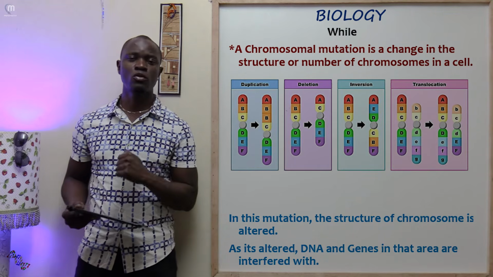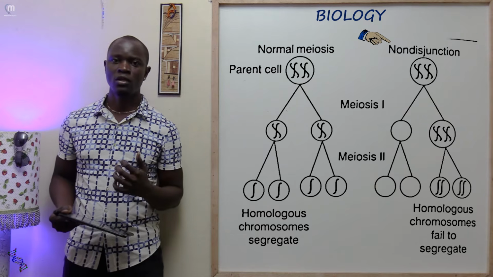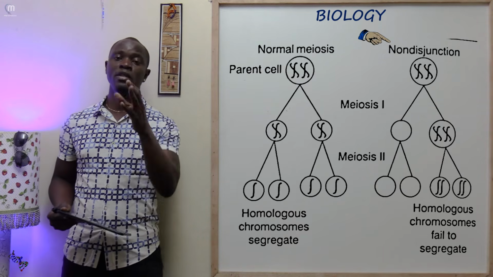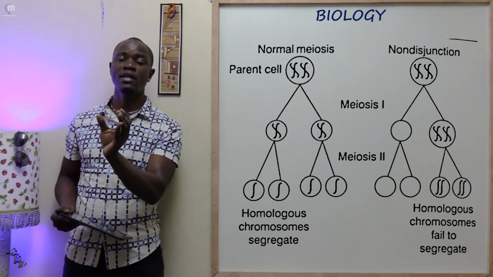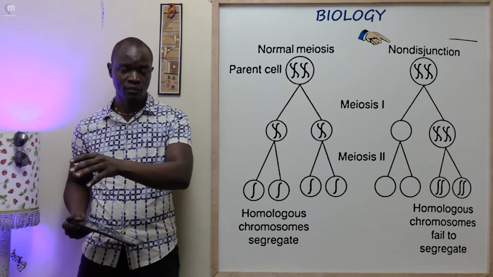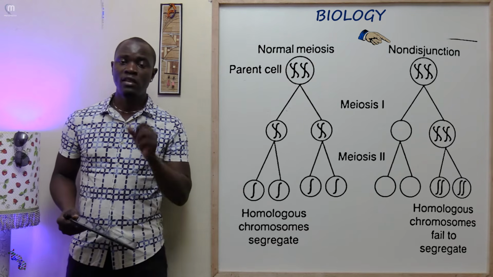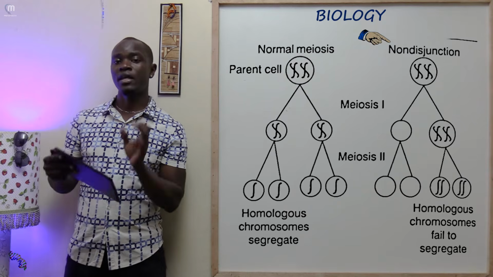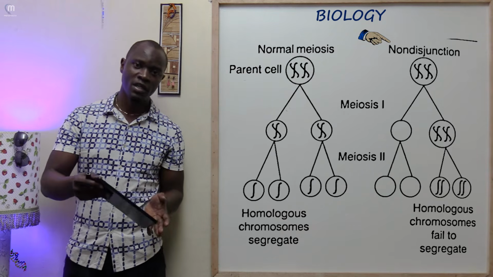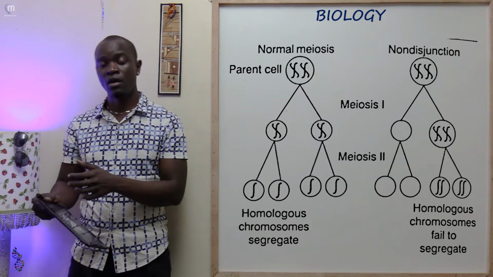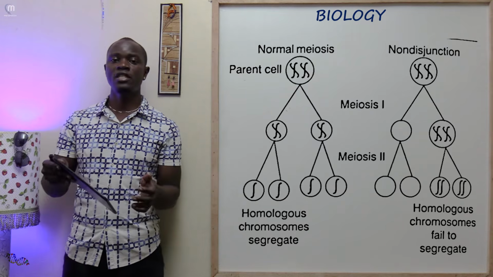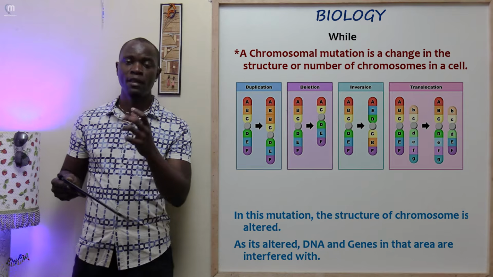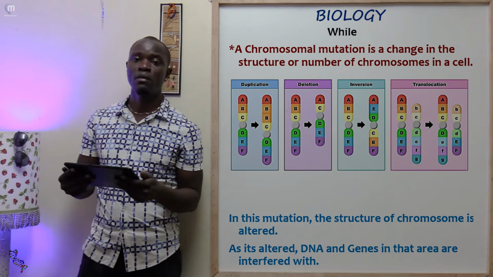A good example of chromosomal mutation is non-disjunction. In non-disjunction, the normal number of chromosomes in a cell should be 46. So now, in this non-disjunction, it's a chromosomal mutation. Some cells may have 45, some cells may have 47, etc. So you see, if we change the structure or the number of chromosomes in a cell, that now gives us chromosomal mutation.